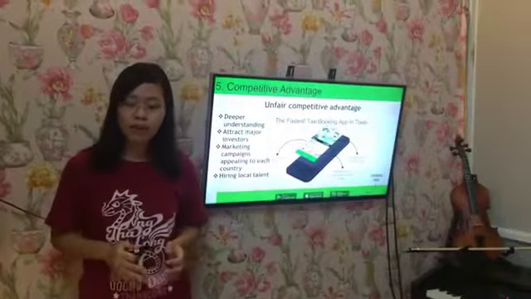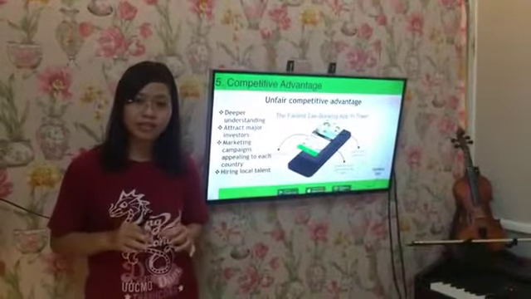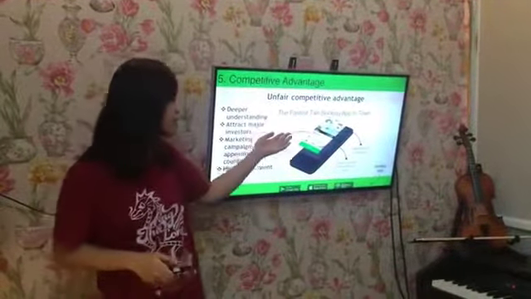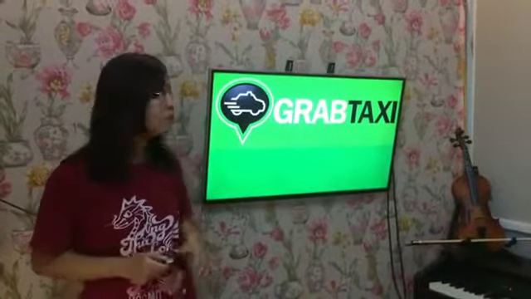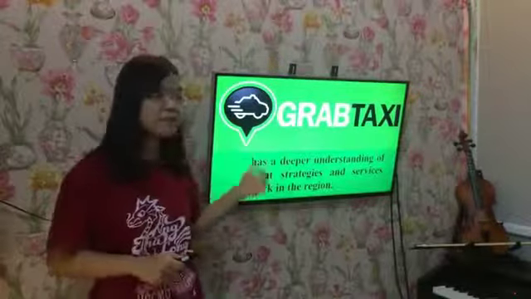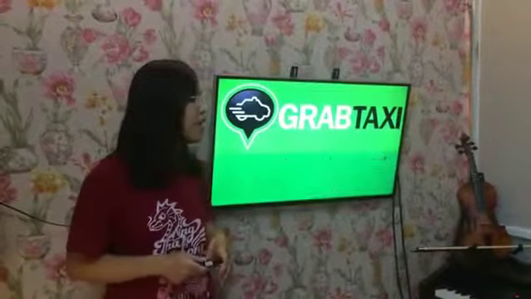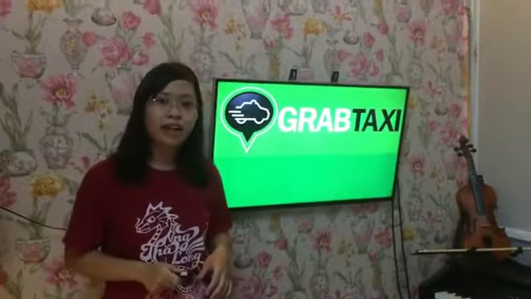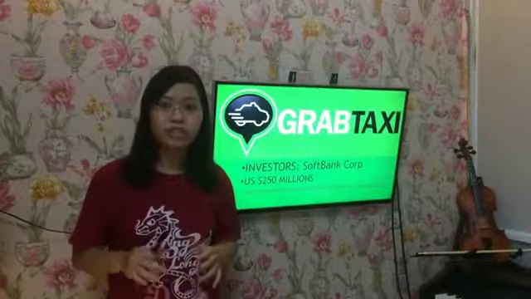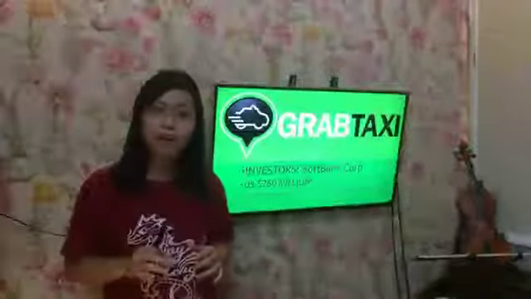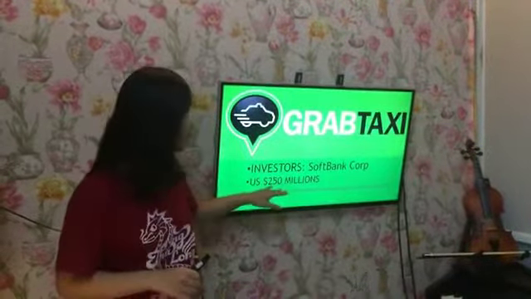Next, I will tell you about Grabtaxi's competitive advantage. It has an unfair competitive advantage because it is the fastest taxi booking app in town. Do you wonder why it has the fastest service? Firstly, Grabtaxi has a deeper understanding of what strategies and services work in this area. Secondly, Grabtaxi attracts many investors, say SoftBank Corporation, a Japanese telecommunication and internet giant, which invested $250 million.